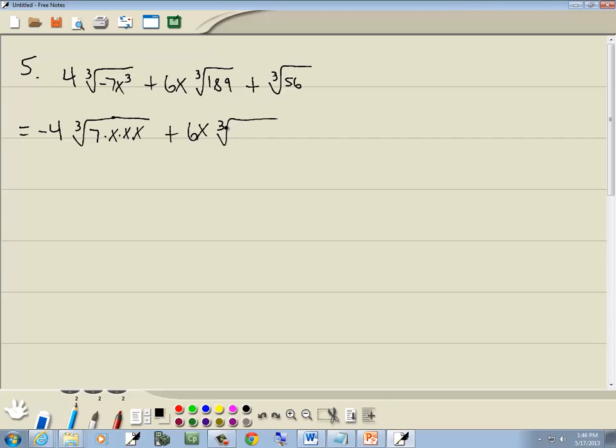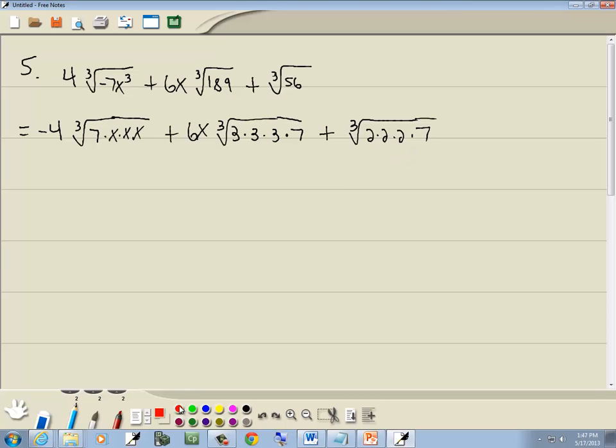I think 189 is 7 times 7 times 7, but let me double check on my calculator. I was wrong. What is 189? It's divisible by 3. 3 times 63. 63 is 3 times 21. Let me double check this. So 27 times 7 gives us 189. Okay, it breaks down that way. Plus, now 56 is 2 times 2 times 2 times 7.